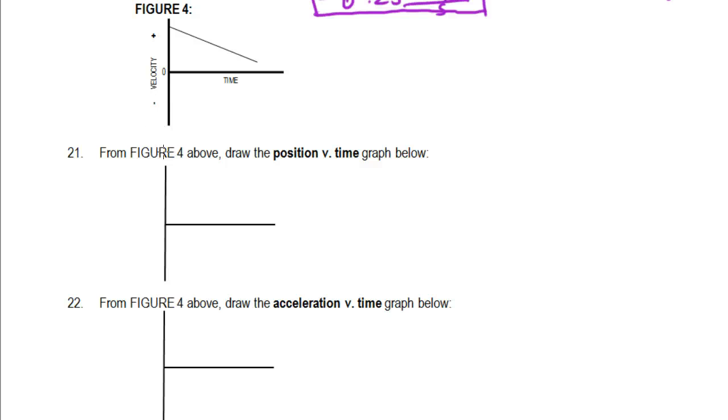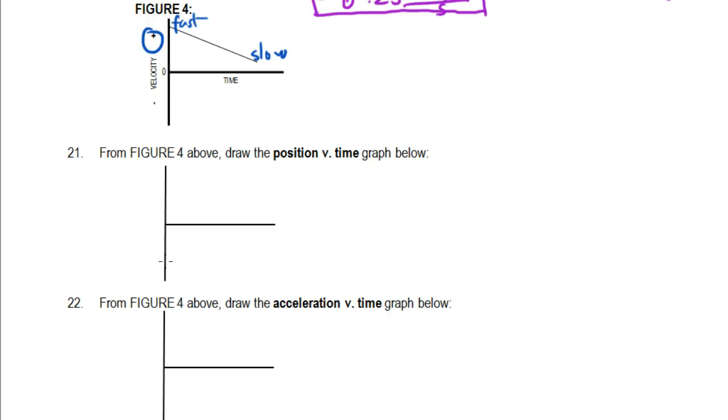Velocity versus time graph. Draw the position versus time. Okay, so again, interpret this graph first. First of all, I'm in the positive region, so I know I have positive motion. Also, I'm away from the 0, so I'm going fast to slow. Obviously, since I am changing, I'm going to have a curved line for my position versus time graph, so let's draw that here. So I'm going to have a positive slope.